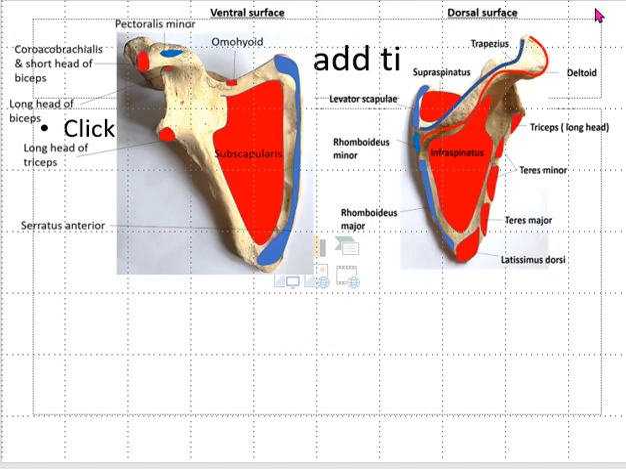Now the muscular attachments. Muscular attachment of the three surfaces of the scapula. The costal surface, its medial two-thirds, provides origin of the subscapularis muscle. Dorsal surface: the supraspinous fossa and upper surface of the spine of the scapula give origin to the supraspinatus muscle. The infraspinous fossa and inferior surface of the spine of the scapula give origin to the infraspinatus muscle.